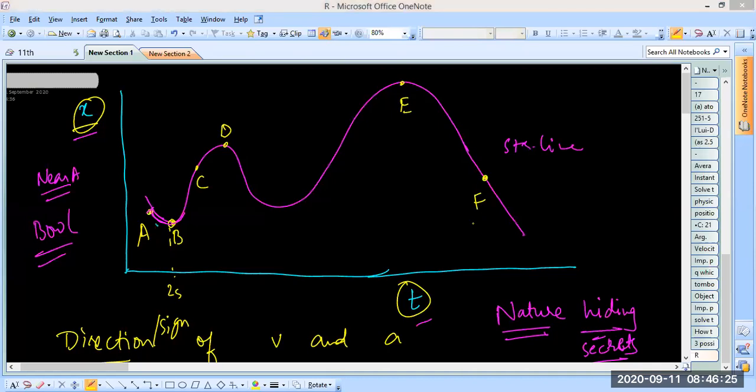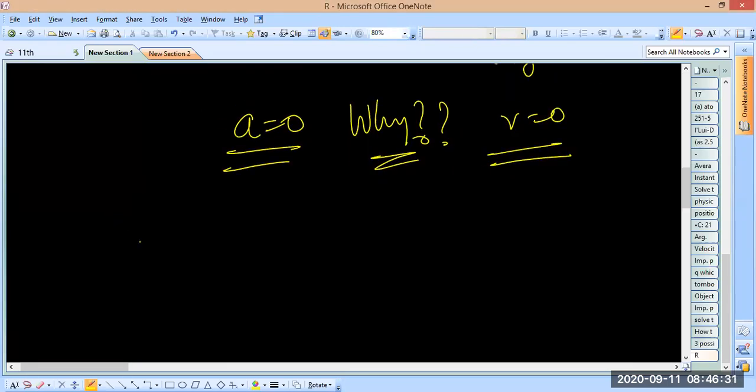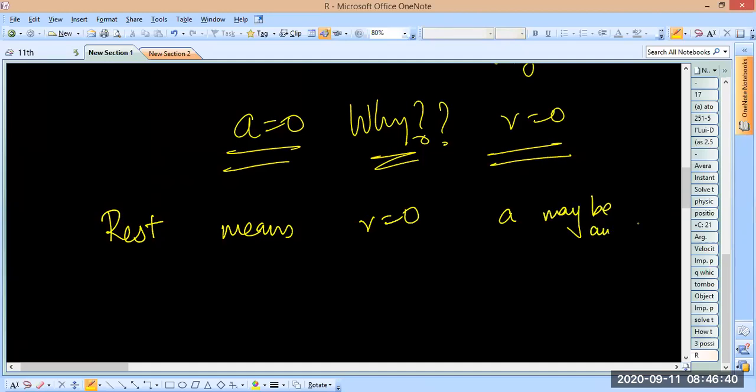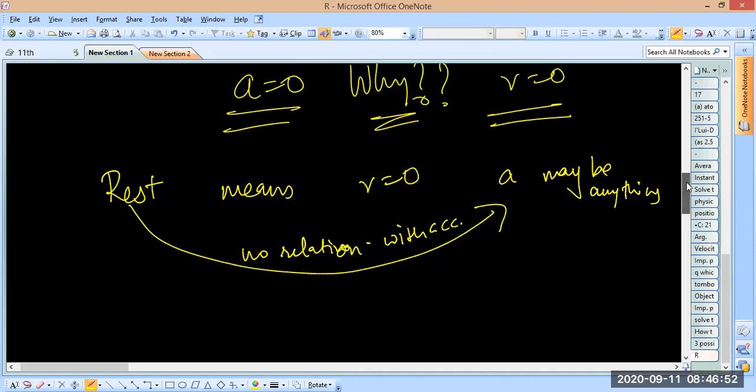Okay. First of all, I'll answer Param and Har, and their sentence is very important. Listen to this carefully. Rest means velocity is zero, acceleration may be anything. Let me be very clear. Rest has nothing to do with acceleration. Okay, rest has no relation with acceleration.